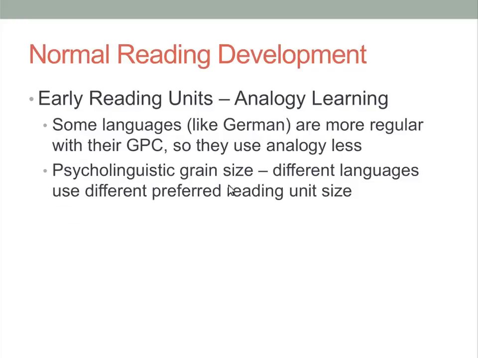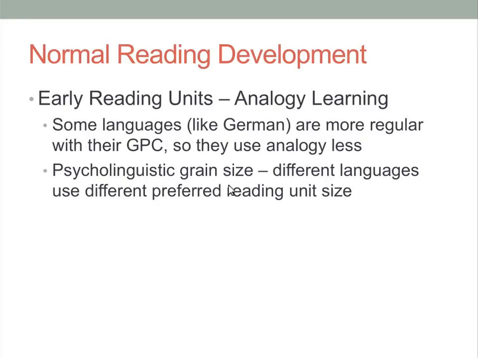Okay. Some languages, like German, are more regular with their sound and spelling rules, so they use analogy a whole lot less. English is a stupid language. There are lots of rules and lots of exceptions to those rules. We even have rhymes about our exceptions to those rules. So we tend to be a sort of half and half language because there are so many times that the GPC doesn't work.